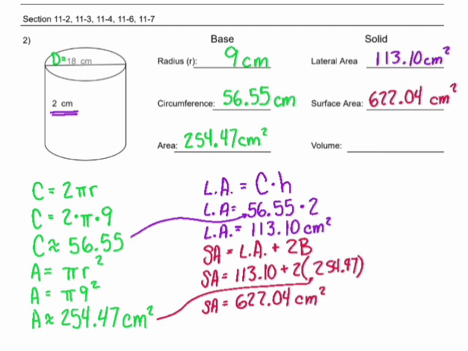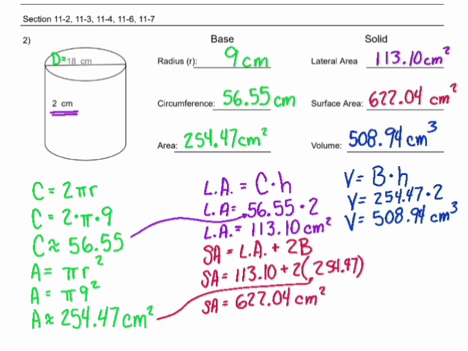622.04 centimeters squared. The volume is the area of the base times the height. The area of the base is 254.47, which we found earlier, times 2, which is the height. Plug that into the calculator, and we get 508.94 centimeters cubed.